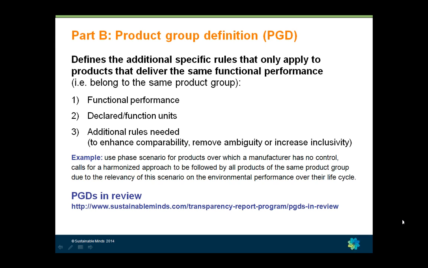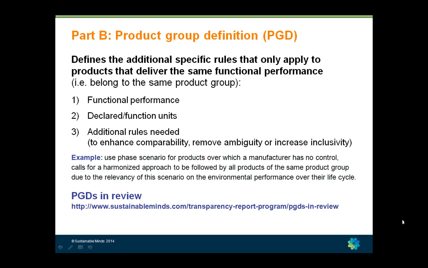If you're going to issue a transparency report, what would be the functional unit and what would be declared units, if you do a gray over gate, and are there any additional rules needed in addition to Part A that you need to enhance comparability, remove ambiguity, or increase inclusivity? Then those should be issued here.